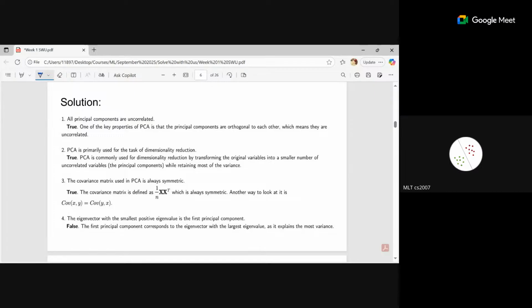The fourth option, I think it's very obvious from the statement itself: the eigenvector corresponding to the smallest positive eigenvalue is the first principal component, which is wrong, because the eigenvector corresponding to the largest eigenvalue is the first principal component. So my first, second, and third options are right, and the fourth one is wrong. Yes, it is always symmetric, Somdat.